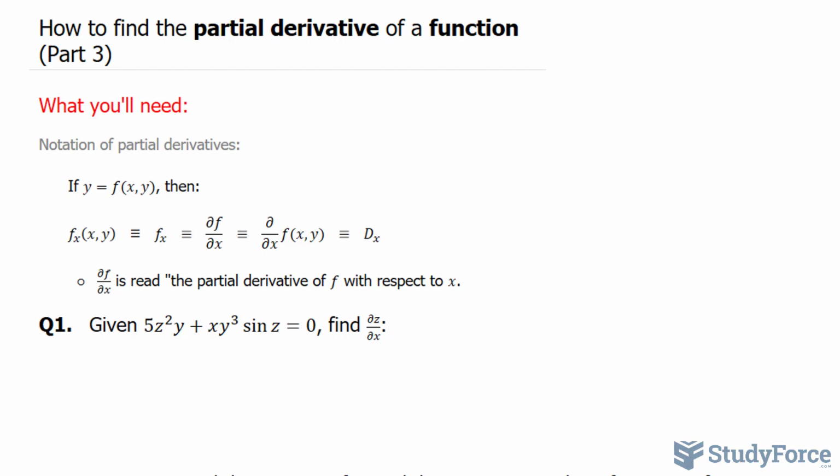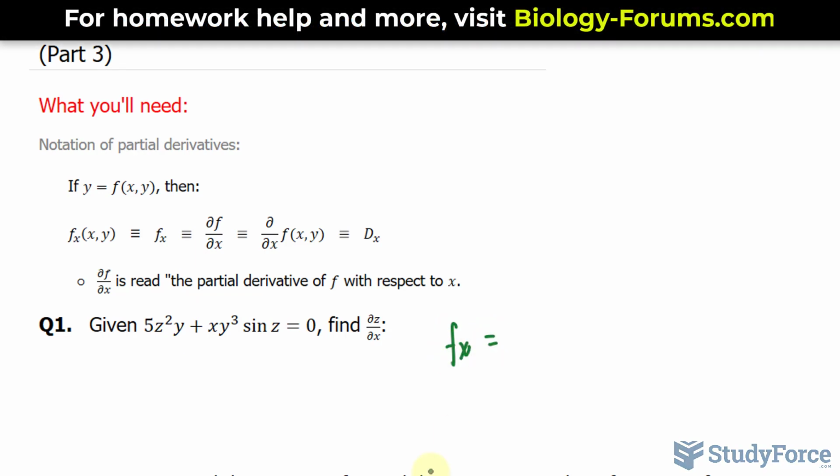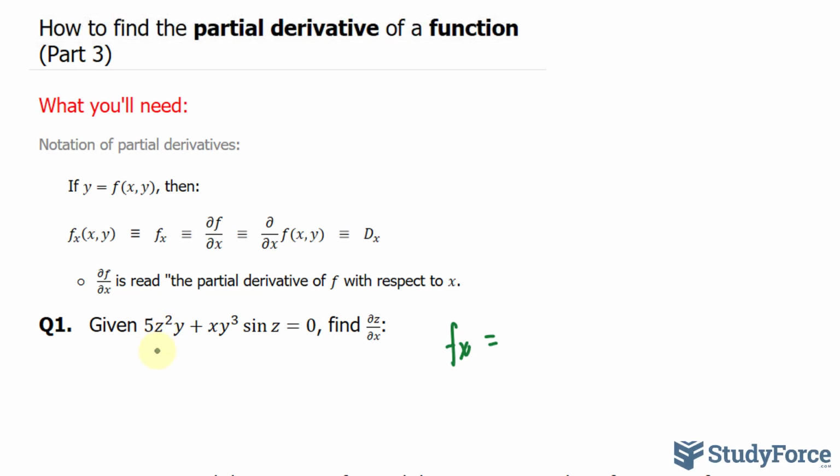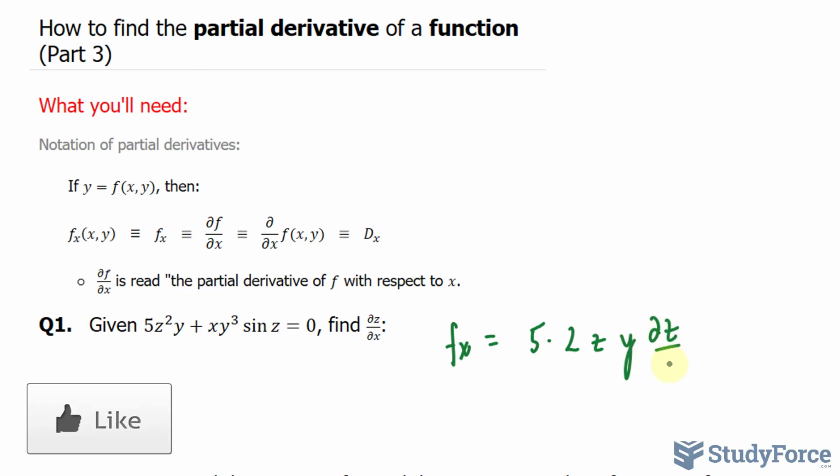Now, if that's confusing to you, take for example the first term. I'll write down f sub x is equal to, and according to the first term, we don't have an x value, but we do have a z, and remember, y is a constant. So we'll take the derivative of z implicitly, and that will give us 5 times 2, we're using the power rule for z, times z, and y is a constant. Now, because we're doing it implicitly, we'll have to write down the partial derivative of z with respect to x. So that's the derivative of the first term.